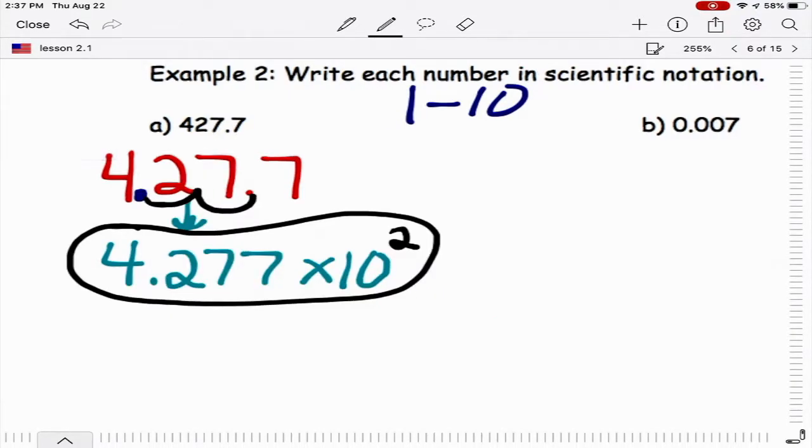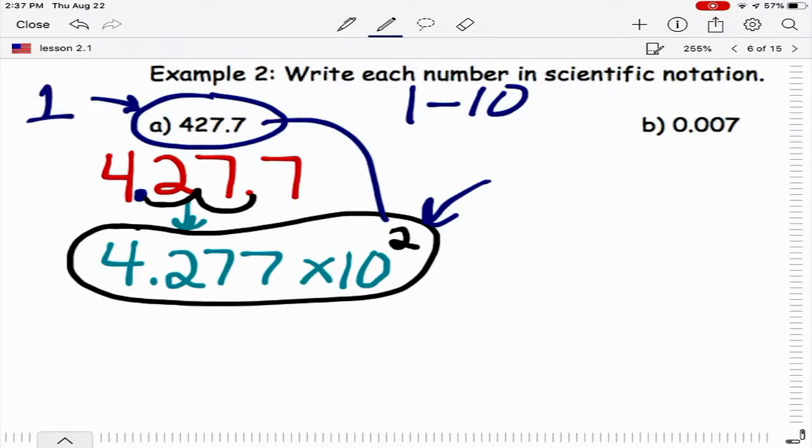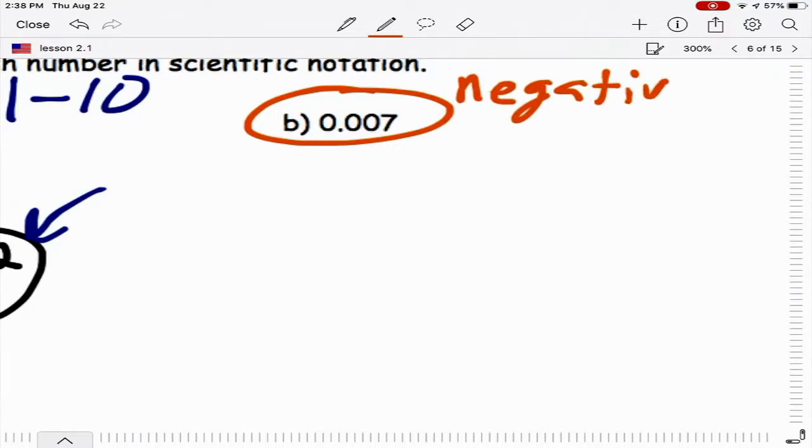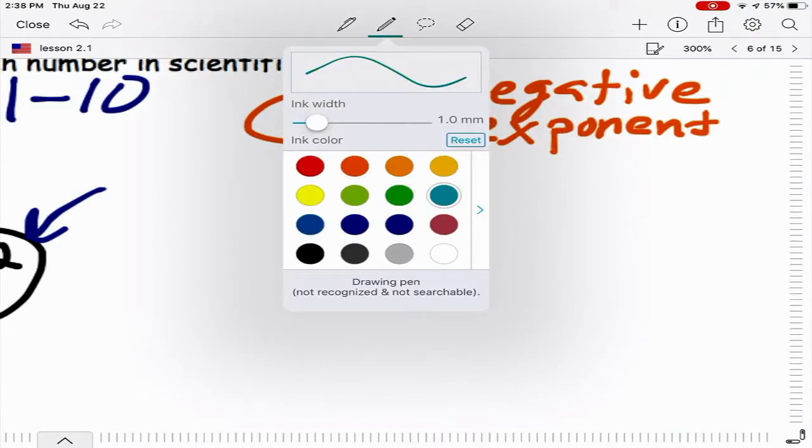One thing I want to explain too, notice how my exponent's positive. The reason my exponent was positive is that my original number was greater than 1. Whenever your original number is bigger than the number 1, you always have a positive exponent. If you notice here, we're going to be converting this number into scientific notation. That number is smaller than 1. Because it's smaller than the number 1, I'm going to actually have a negative exponent. Everything else is the same, but my exponent's going to be a negative. Once again, everything else is the same.